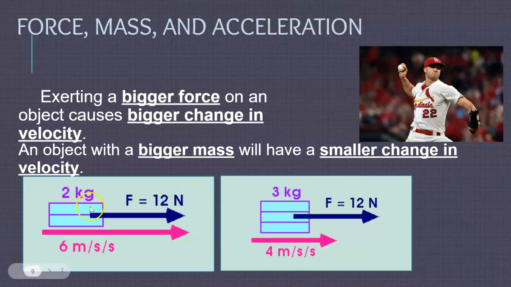So for example, here we've got 2 different boxes. One has a mass of 2 kilograms and one has a mass of 3 kilograms. They both have an applied force of 12 newtons, but the acceleration of the 2 kilogram box is 6 meters per second squared versus 4 meters per second squared in the case of the larger box. Okay, so we're going to see a higher acceleration on the object with the lower mass.